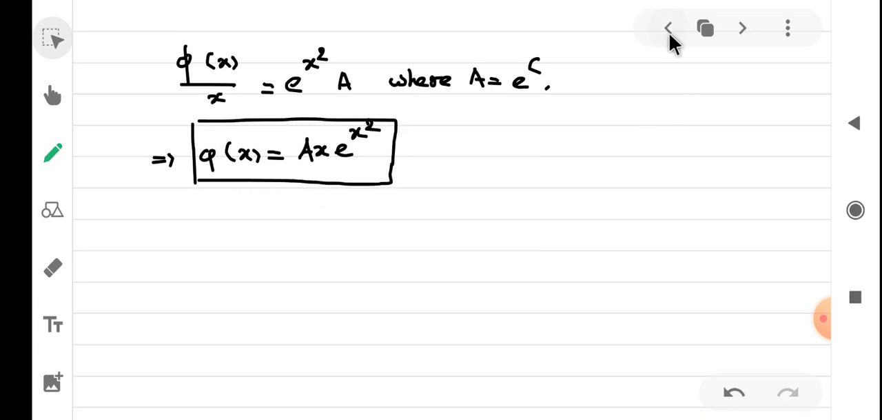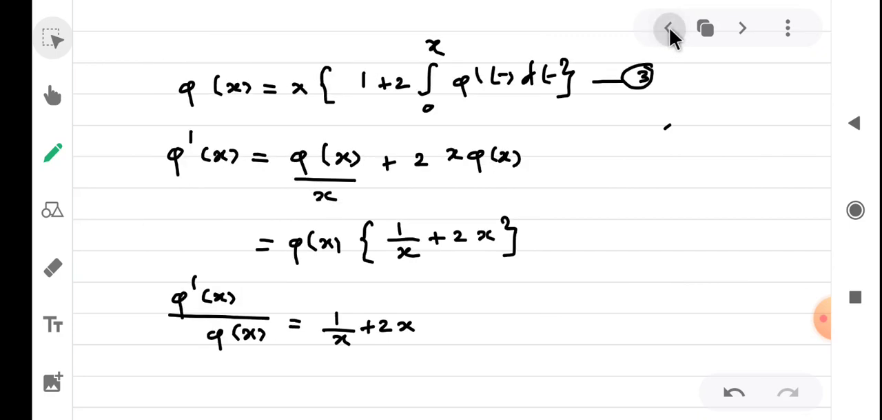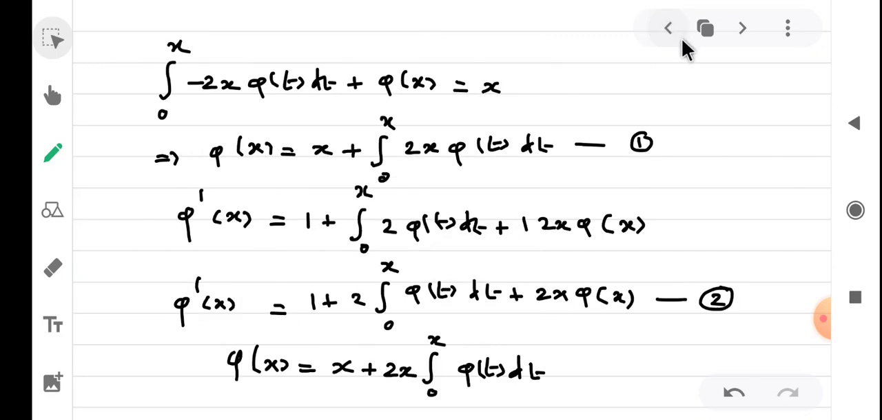Right. But I need to calculate what is a. Okay. Now look, this is my phi of x. Right. And then this is phi dash of x. Phi dash of x is this one.